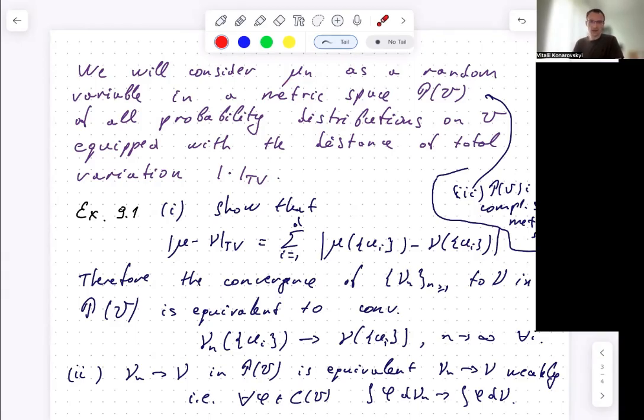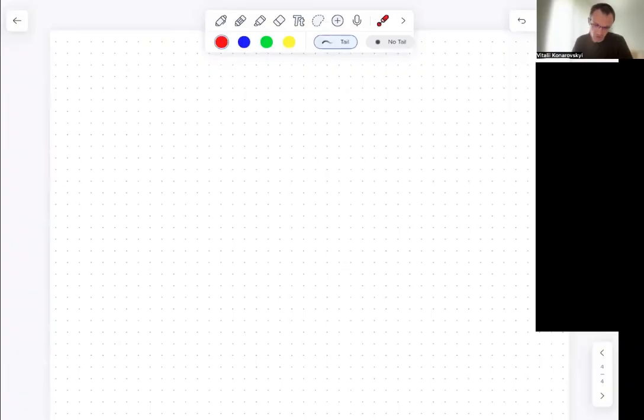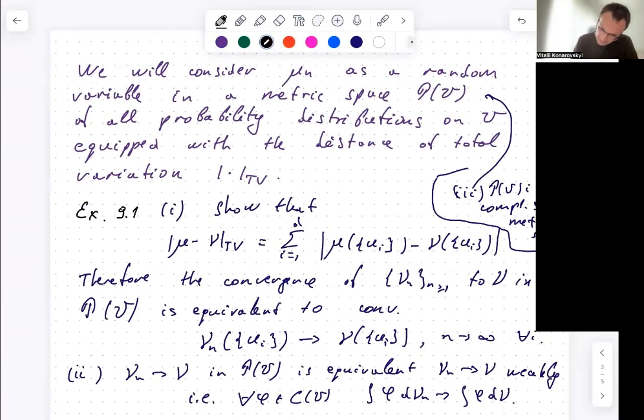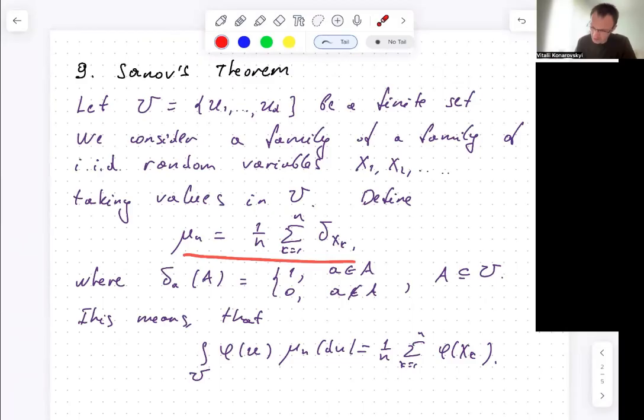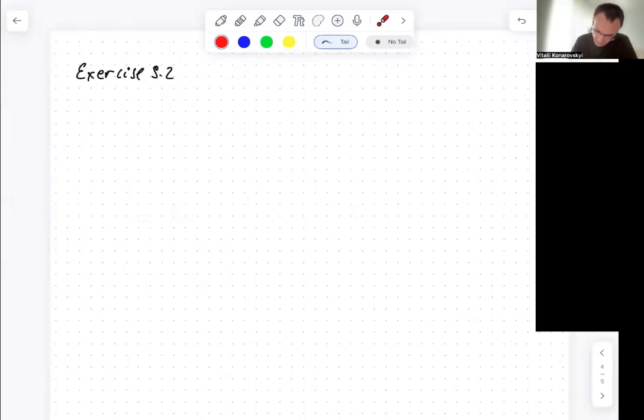But first of all, I would like to remark that we know the strong law of large numbers for independent random variables, and using the strong law of large numbers, you can show, exercise 9.2, that mu n, this empirical distribution, will converge to the distribution of the process X.